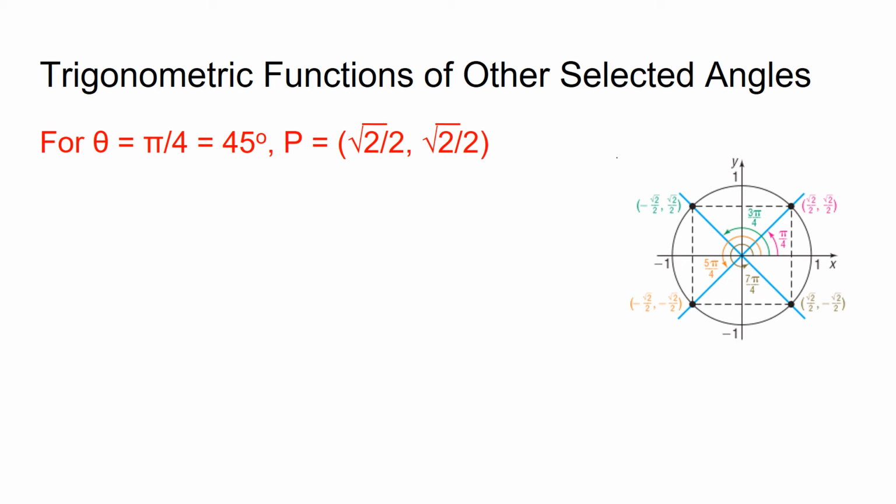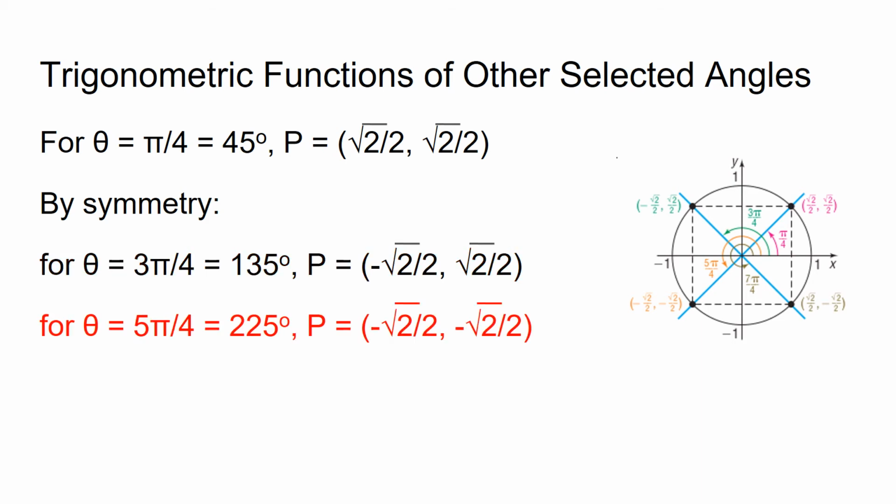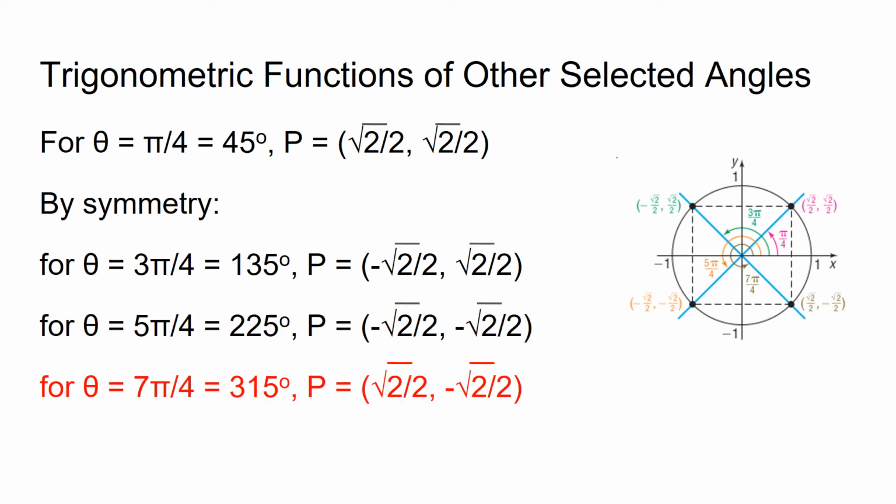Let's start with theta equals pi over 4, which is 45 degrees. In the figure we see this angle and the point on the unit circle that corresponds to it, the square root of 2 over 2, comma, the square root of 2 over 2. By symmetry, we know the point on the unit circle that corresponds to 3 pi over 4, the one that corresponds to 5 pi over 4, and the one that corresponds to 7 pi over 4. And these respective points with their own x, y coordinates can be used to obtain trig functions for all these angles.